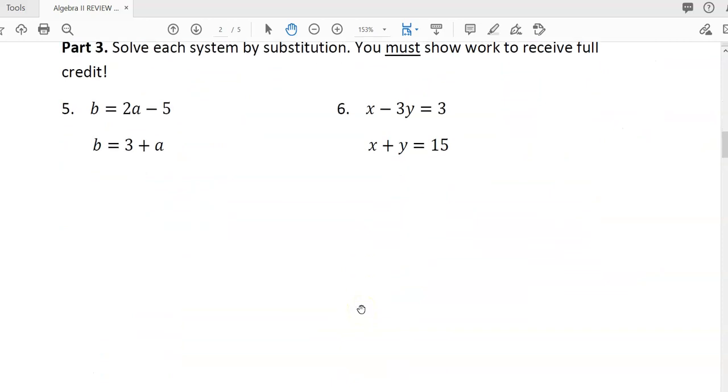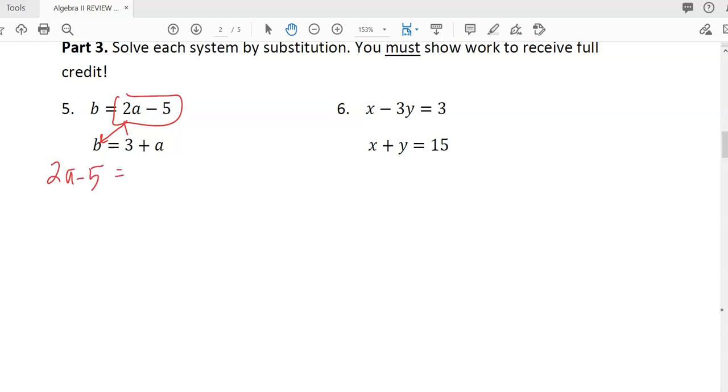Solving a system by substitution. You must show your work to receive full credit. Okay, so substitution. You can really do it different ways. Here, I'm just going to take this first one and substitute it into the second equation, everywhere there's a b. Basically, I'm just setting these two things equal to each other, right?